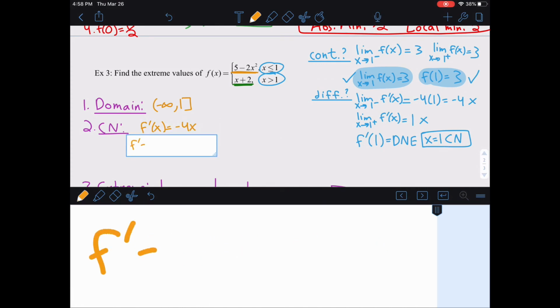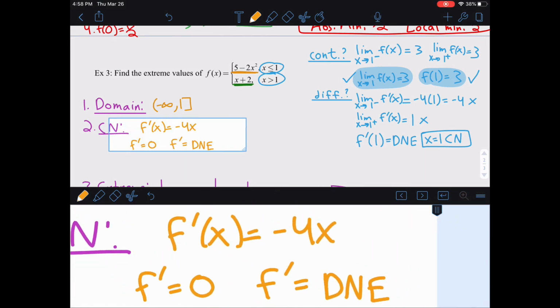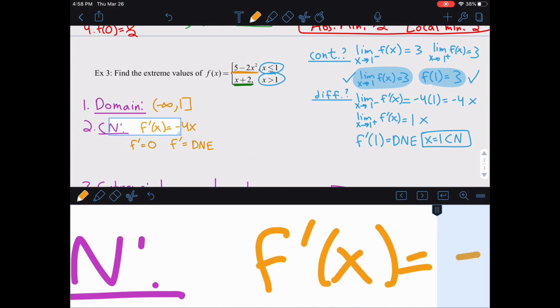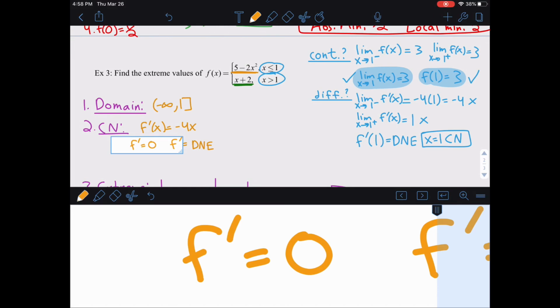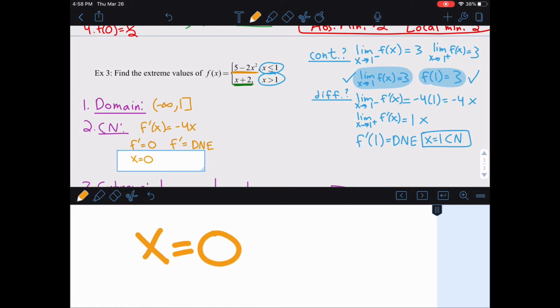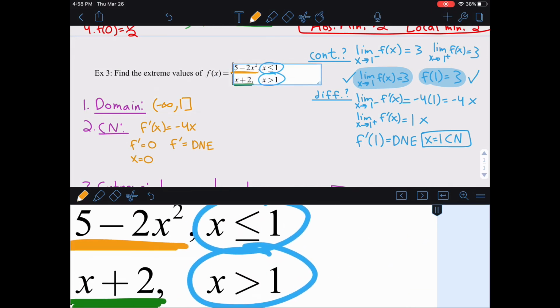And now I'm going to set this derivative equal to 0 and this derivative equal to does not exist. So solve these two equations for negative 4x. And so what makes this derivative equal to 0 when x is equal to 0? Now we have to be careful. Not everything is a critical number necessarily. We have to make sure it's in the domain. And this is very, very important on a piecewise function because you may look at this and go, oh yeah, the domain of the function is all real numbers, but we have to do this for each individual piece.